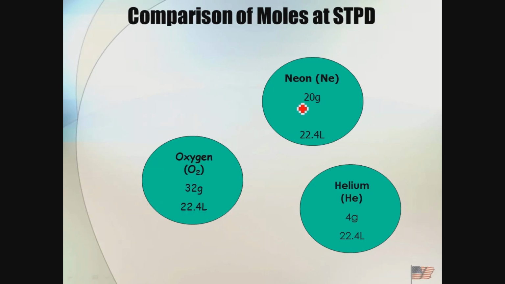Here are three gases, neon, oxygen, and helium. They all occupy the same volume. They all have the same number of particles. What differs is the mass that each has. In the case of neon, it has a mass of 20. Where did I get 20 from? I looked on the periodic table. Oxygen has a mass of 32, 2 times 16. Helium has a mass of 4.